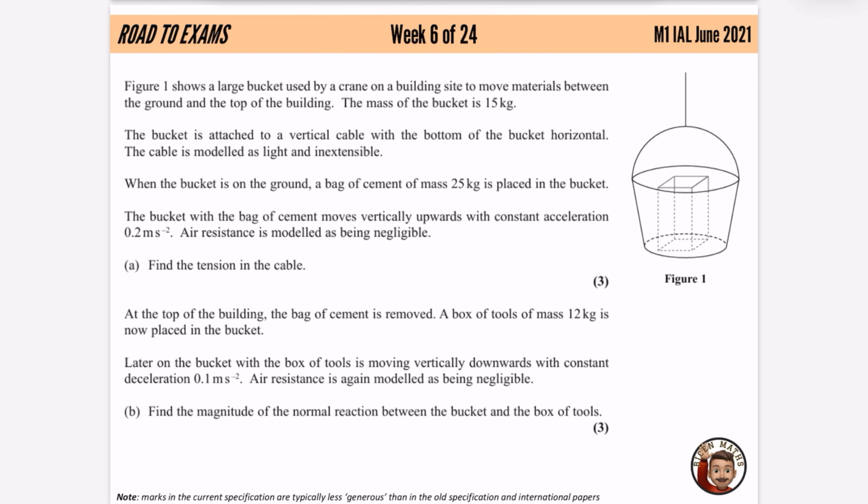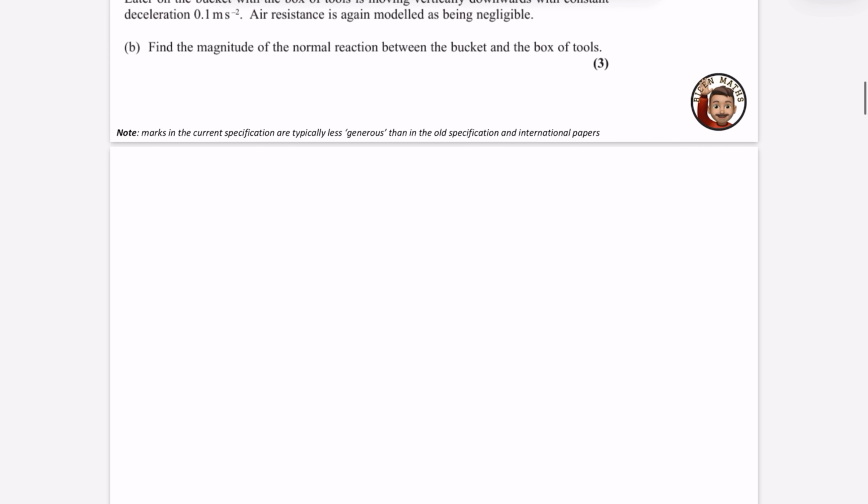Now this is probably the easiest one because instead of thinking of it as cement inside a bucket, I'm just going to imagine that it's one single thing, right? So we have the bucket itself, which is 15 kilograms, so the weight is 15g. And then we've also got the cement, which is 25 kilograms, so the weight is 25g. And we have the tension in the string.